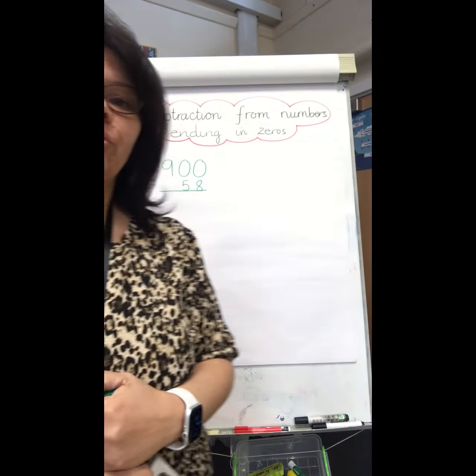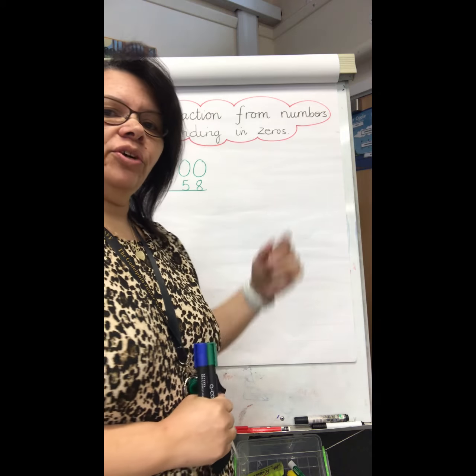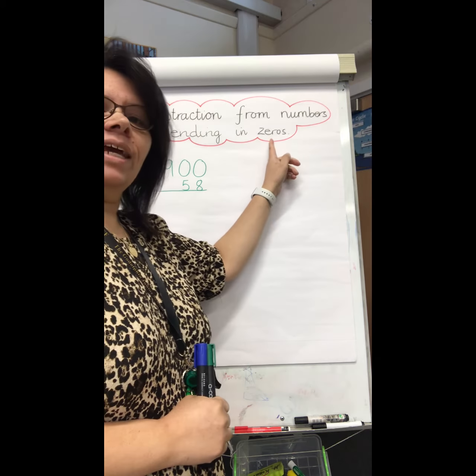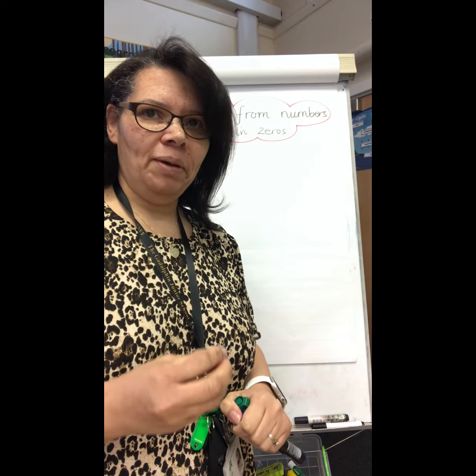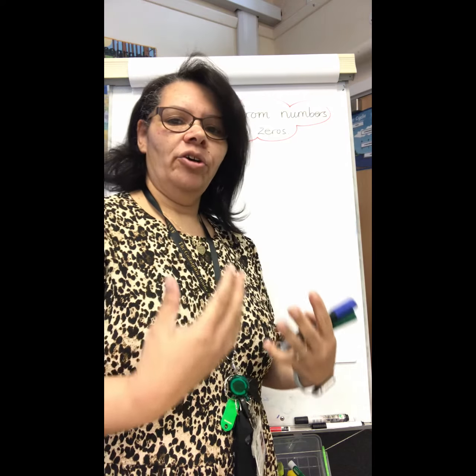Okay, today we're going to do some subtraction, but not just any subtraction. We're going to subtract from numbers ending in zeros. I'm going to show you an easier way, a way to remember how to do it. So let's start in the original way.